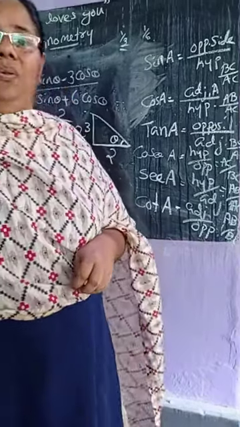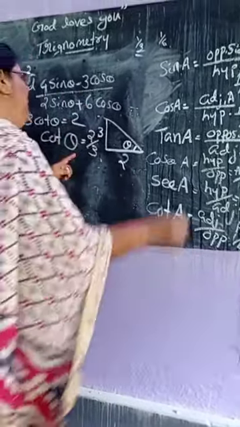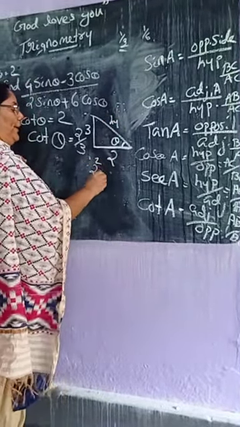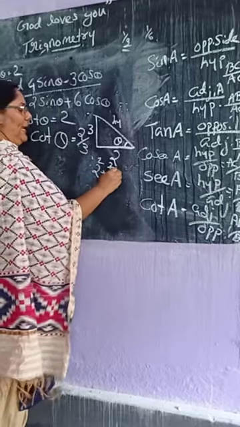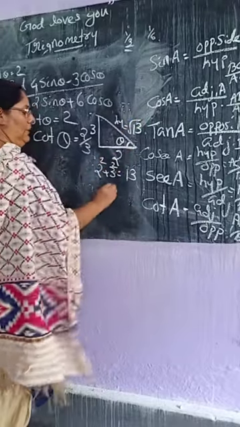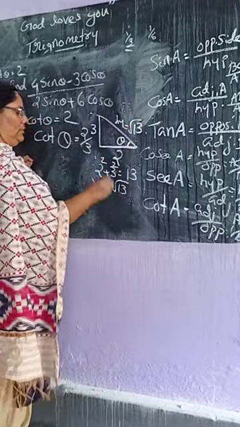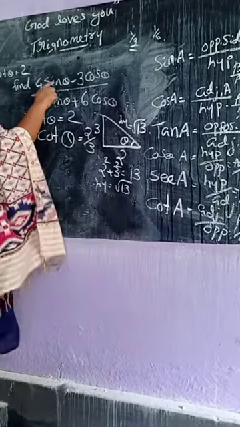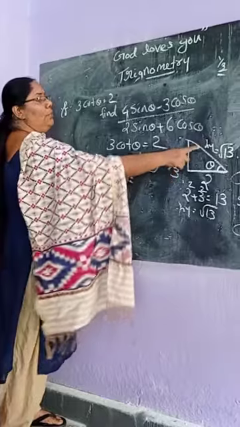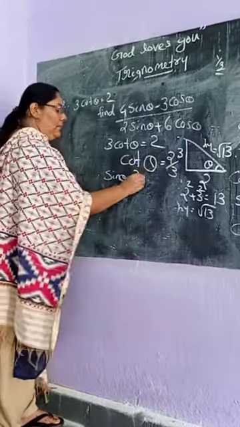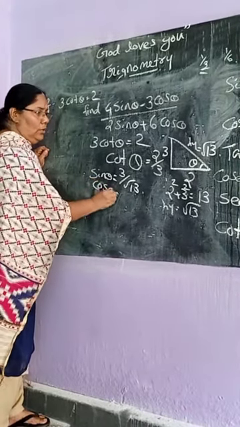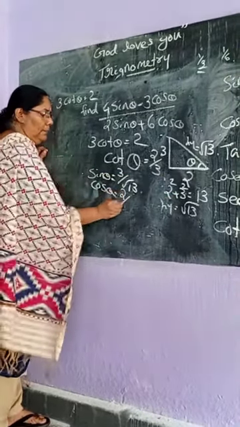Now, what's the formula? Hypotenuse square is equal to 2 square plus 3 square. 4 plus 9, 13. Therefore, hypotenuse is equal to root 13. Now, find sin theta. Sin theta is opposite by hypotenuse, that means 3 by root 13. And cos theta is equal to 2 by root 13.